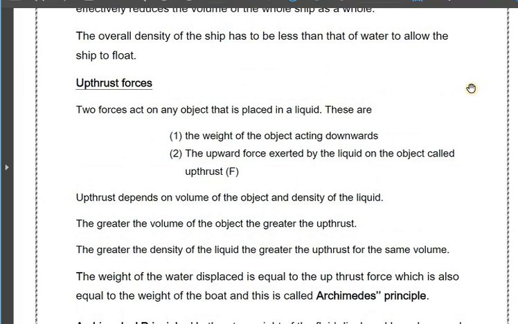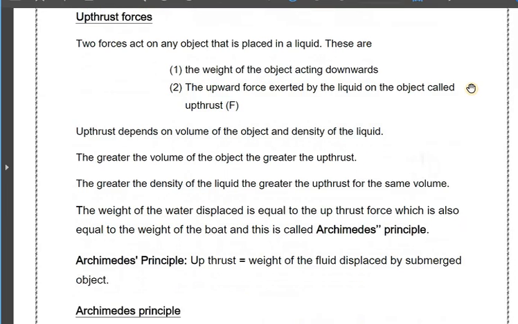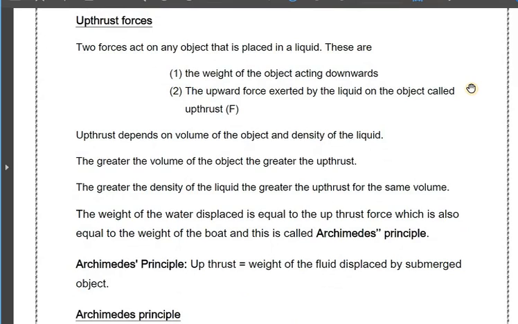I hope we have managed to grasp the main concept that we wanted to deal with here: objects float because their upthrust force, the force that is pushing up the object, is greater than the weight of the object, which is forcing it downwards. The greater the volume of an object, the more the upthrust is going to be. If the liquid in which you place the object is dense, then the upthrust is also going to be more.